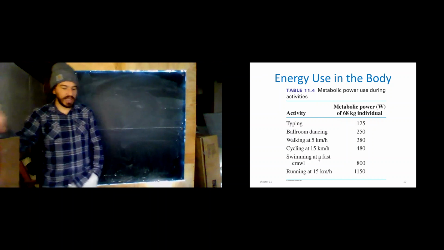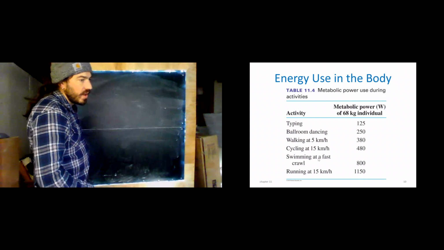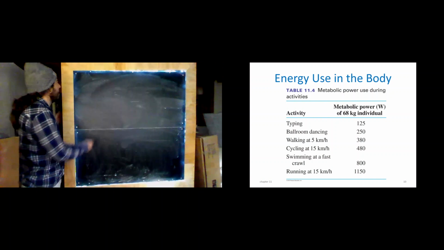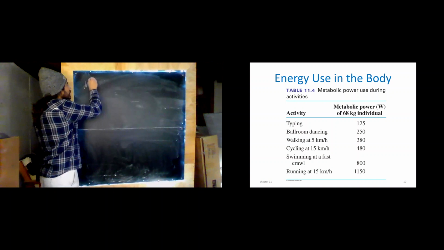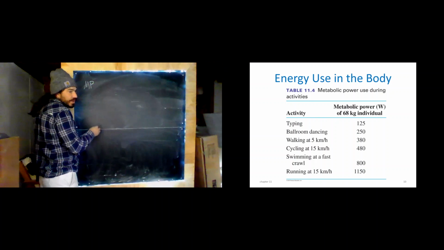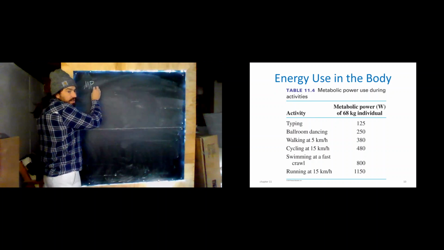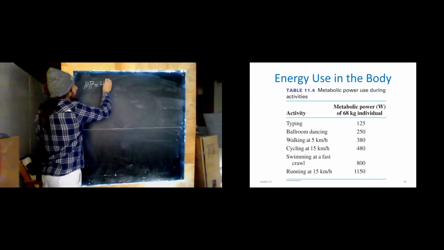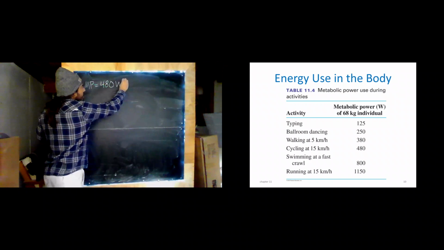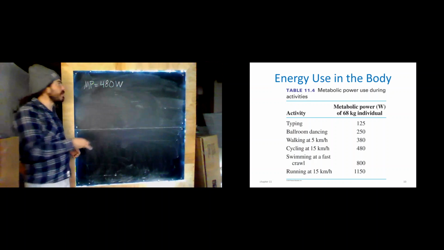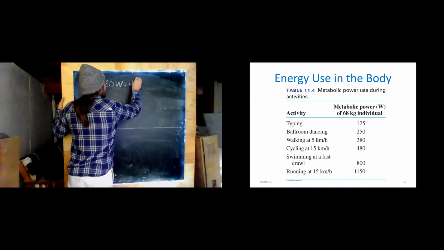So we're talking about cycling at 15 kilometers an hour. So the metabolic power for this first question, for cycling, is 480 watts. And remember that a watt is a joule per second, right?